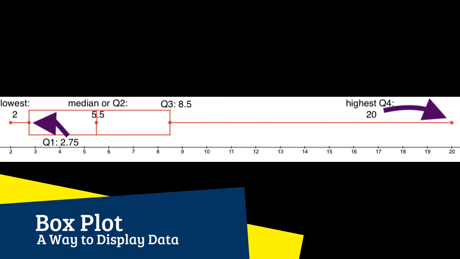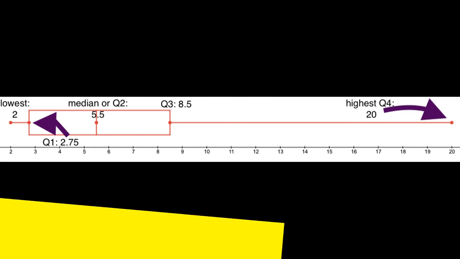The last way I decided to display my data was to use something called a box plot, where you can see the smallest amount of shots I made in a minute, which was 2 on the left side, and on the right side, you can see when I made 20 shots in a minute. And you can also see my median, which was 5.5 shots in a minute. And you can see my quartile 1, which is 2 7/500, and my quartile 3, which is 8 5/10.